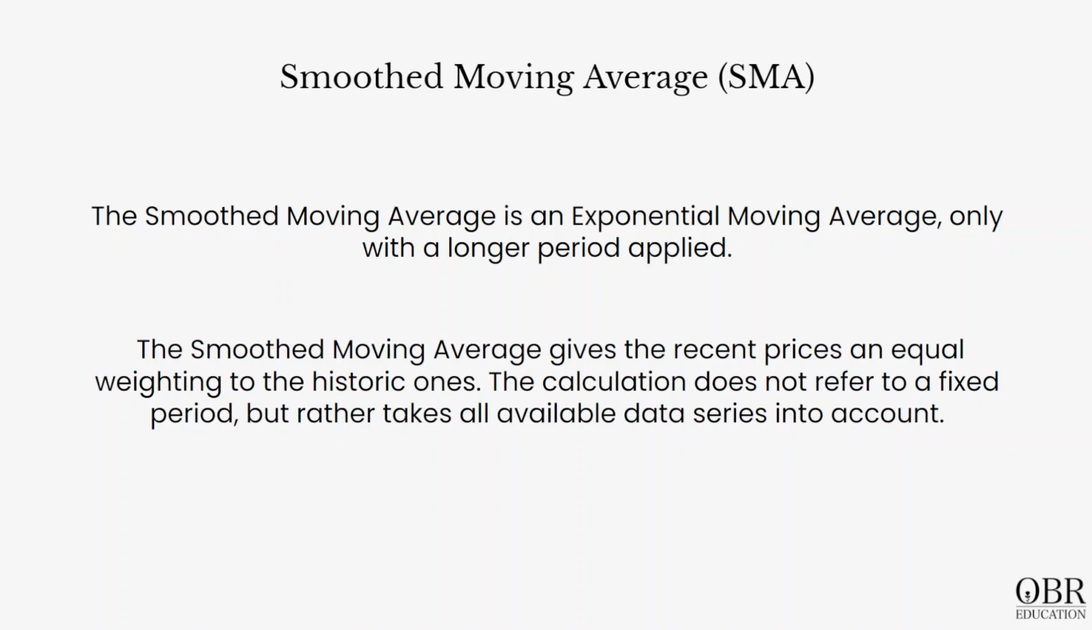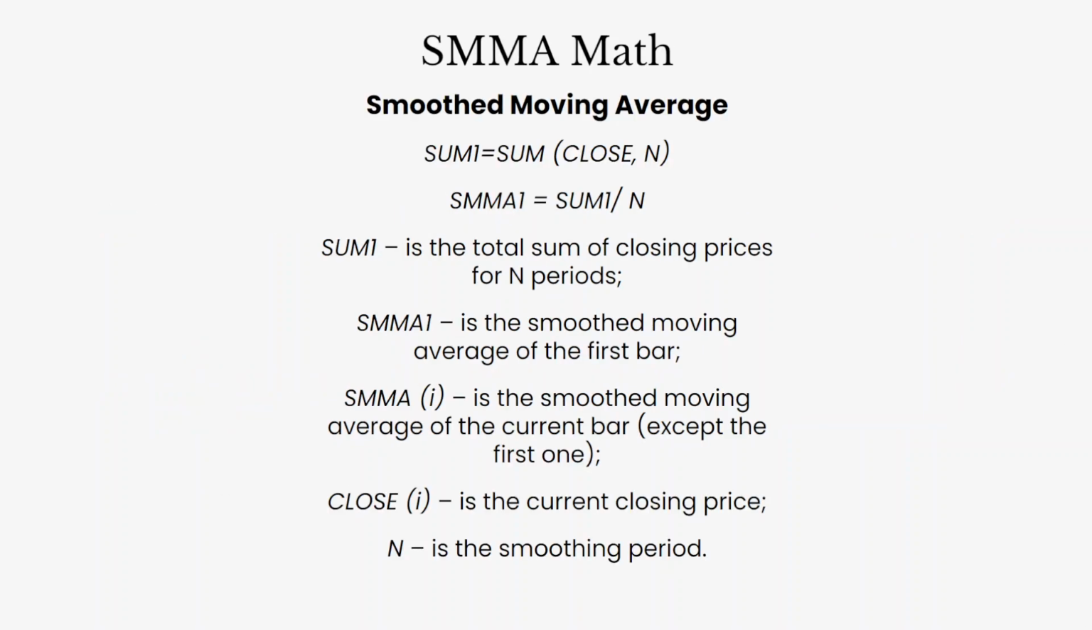The calculation does not refer to a fixed period, but rather takes all available data series into account. So, moving into this next picture, you can see the math for the SMMA, which is the smoothed moving average abbreviation. Like Austin said, the math doesn't really matter too much because we're lucky enough now to have TradingView that automatically calculates it for us, or whatever charting platform you use. Regardless, it is good to know in a framework what the equation is, just in case you don't have TradingView or your charting platform available.